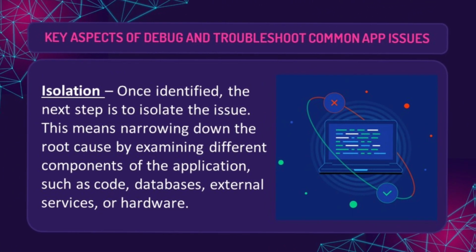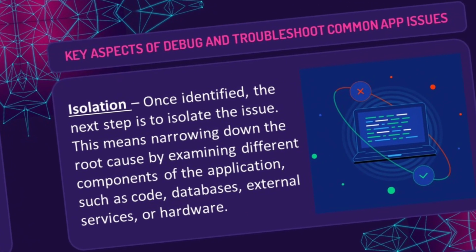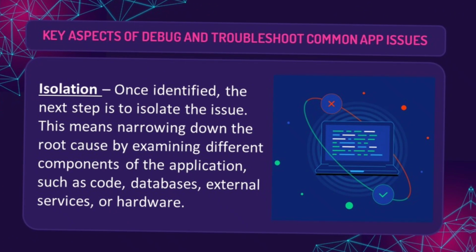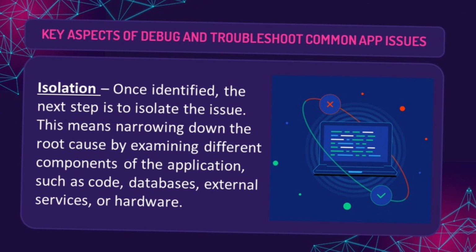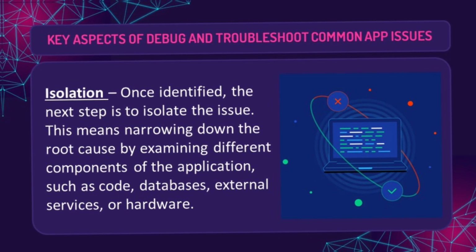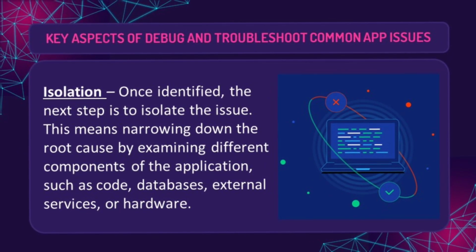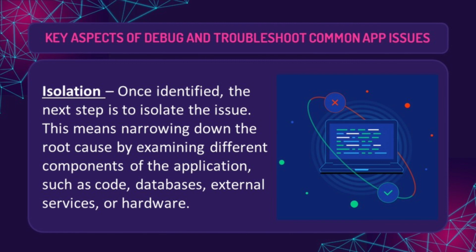Isolation. It involves narrowing down the root cause of the issue once it has been identified. This step requires examining different components of the application to determine whether the problem lies in the code, configuration, data, or external dependencies. Isolating the issue helps prevent unnecessary changes and ensures that the right area is targeted for resolution.